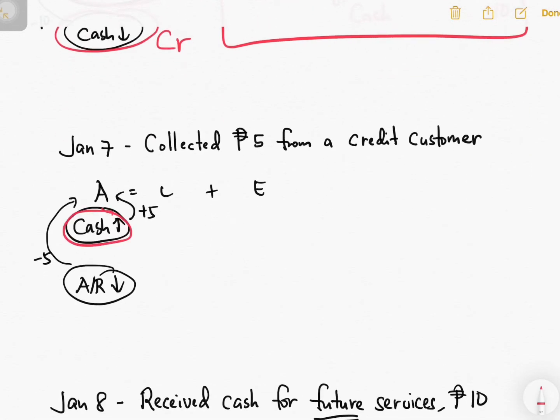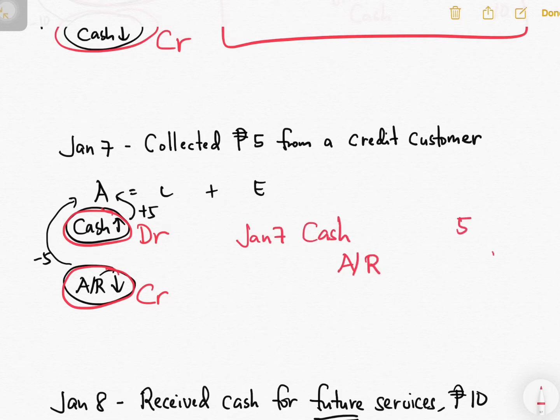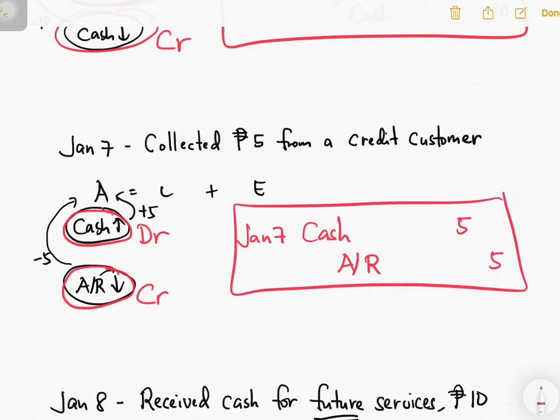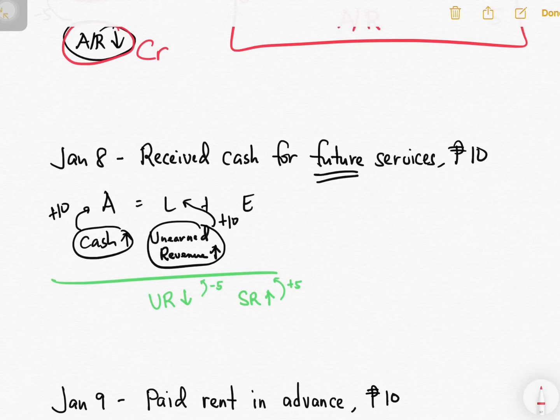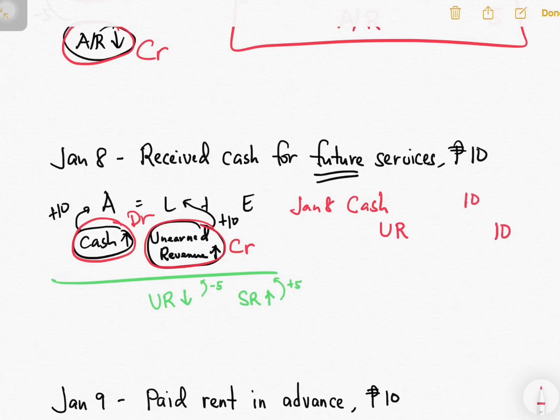Okay, cash increase. This is debit. Accounts receivable decrease, credit. So in your entry, January 7, debit cash, credit accounts receivable, write their value, and that's it. Again, you have to remember debit equals credit. What you place in the left side should equal what you place in the right side. So to proceed, let's try the one in black. This one, increase in cash, that's debit. And then increase in liability, that's credit. So in your entry, January 8, debit cash, credit unearned revenue, 10.